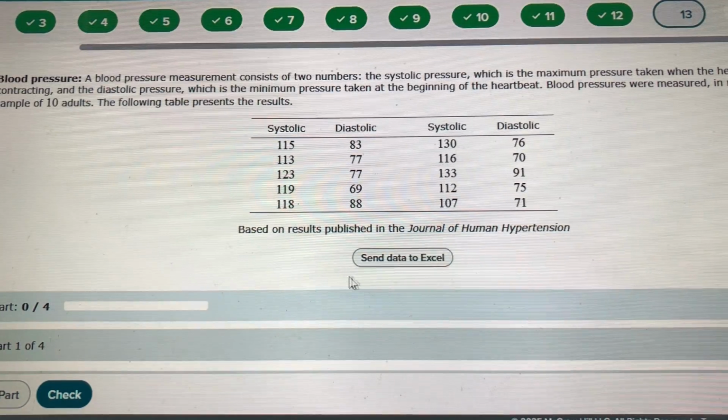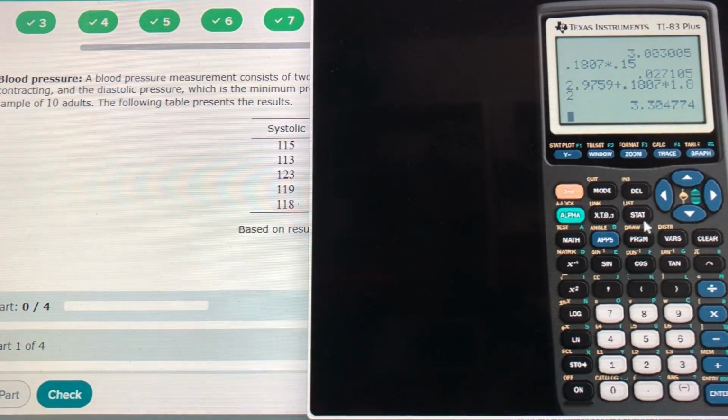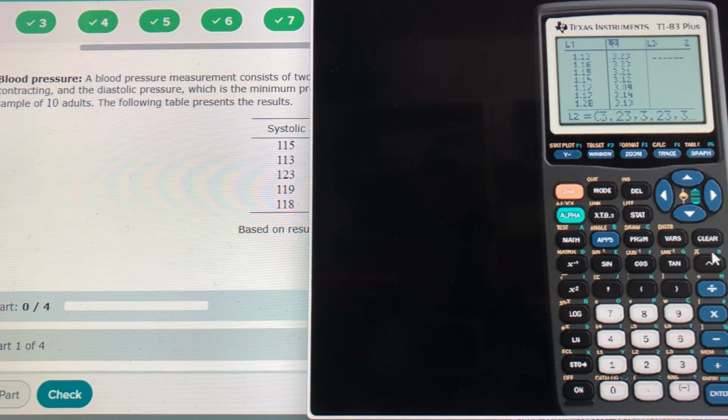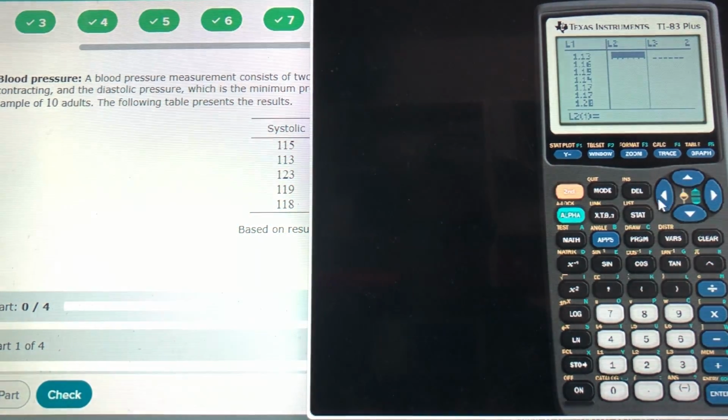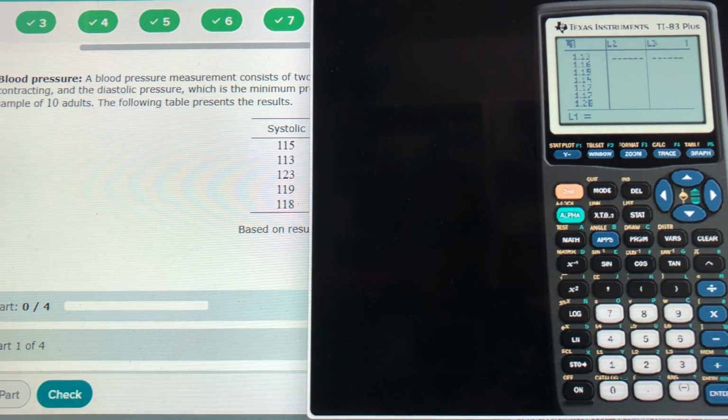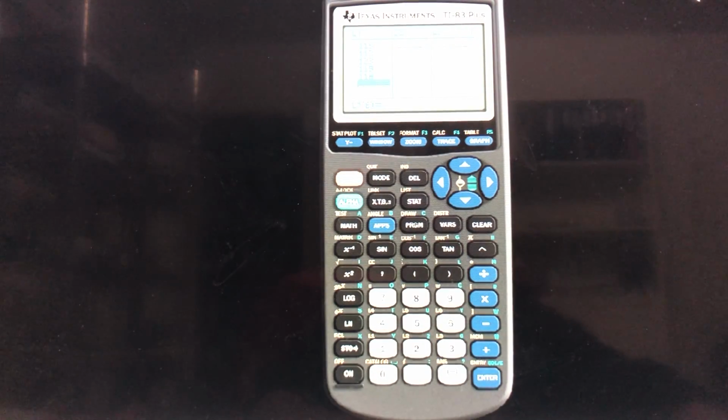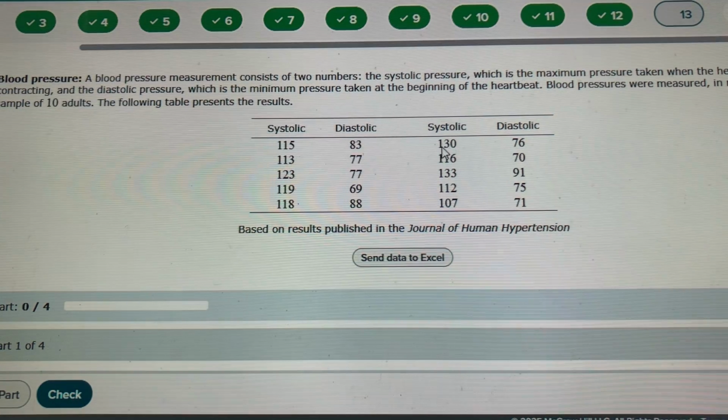Okay, this looks like the same kind of problem. Now, they ran out of room here, apparently. Systolic, there's 2 columns for that, but put all of that into L1. So I'm going to put 115, 113, 123, 119, whoops, and 118. But keep going because, whoops, I hope it doesn't blow it. Whoops, I didn't want that. Okay, I'll just have to do it this way. 130.